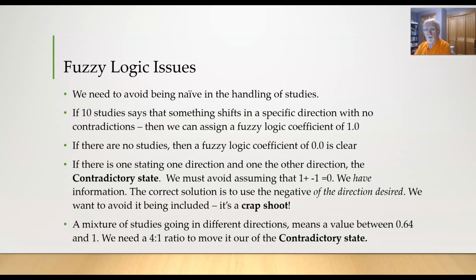Generally, a mixture of studies indicates somewhere between a study value of 0.64 and 1. I use a 4:1 ratio in order to move it outside the contradictory state, and then I take basically the square root. So 4:1 gives you a 0.8. Take the square root of that, that's 0.64. So the coefficient is 0.64. If it's an exact 4:1 ratio. If the ratio is higher, then the number starts creeping up towards mythical, magical 1.0.